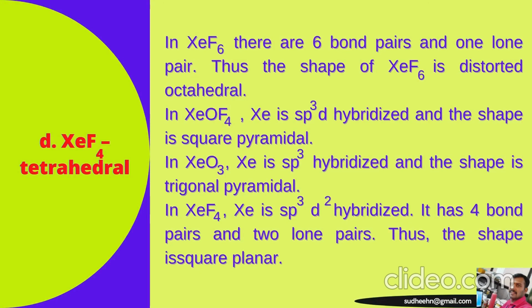And in XeOF4, that is xenon oxytetrafluoride, xenon is sp3d2 hybridized and the shape is square pyramidal. So that option is also wrong. Next, in XeO3, that is option 3, xenon trioxide, xenon is sp3 hybridized and the shape is trigonal pyramidal. And in option 4, that is XeF4, xenon tetrafluoride, xenon is sp3d2 hybridized. It has 4 bond pairs and 2 lone pairs, thus the shape is square planar.